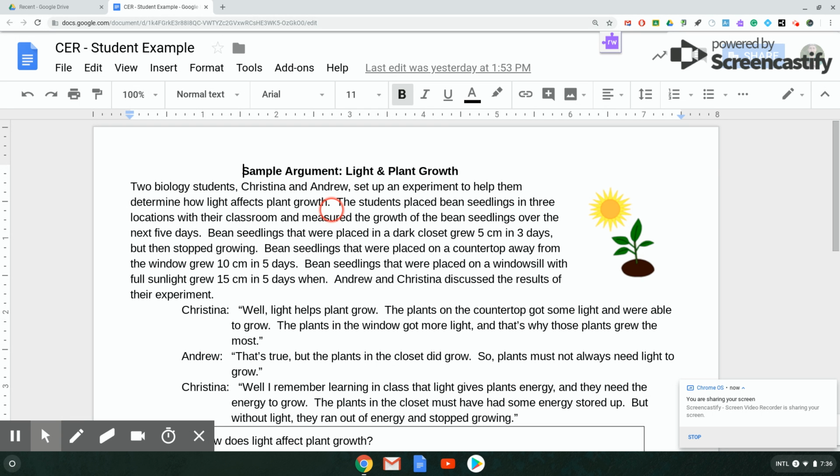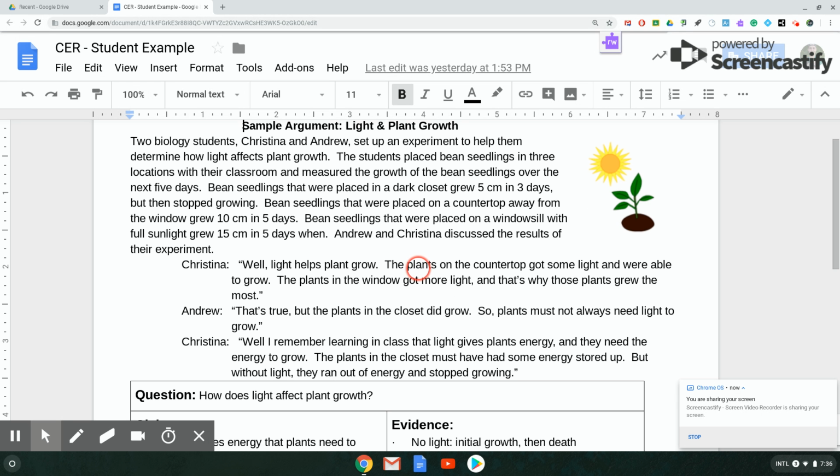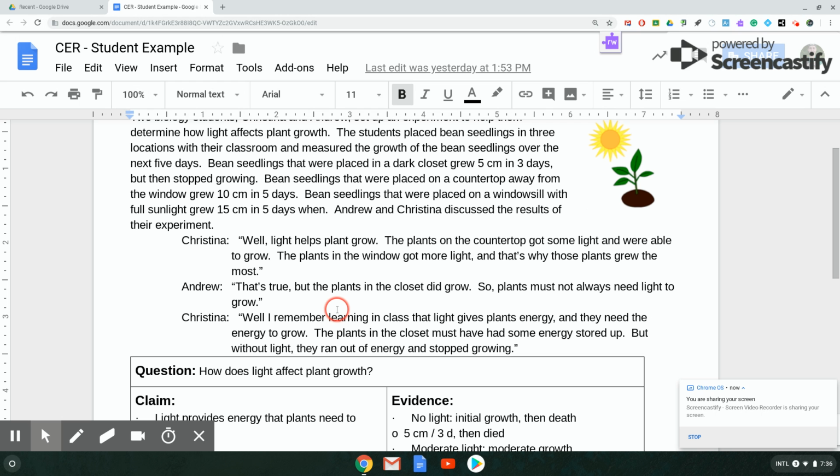The students placed these bean seedlings in three different locations. One was in a dark closet where over the course of 3 days, the bean only grew 5 centimeters, but then stopped. Some were placed on a countertop away from the window. They grew 10 centimeters in 5 days. And then last but not least, bean seedlings were placed on a windowsill with full sunlight for 5 days and grew 15 centimeters.